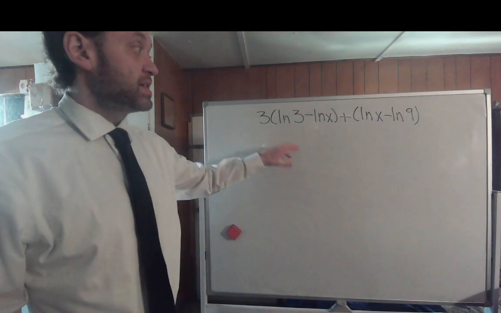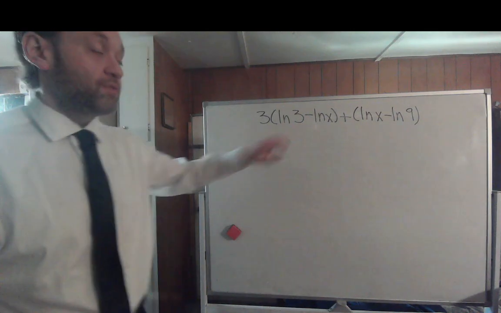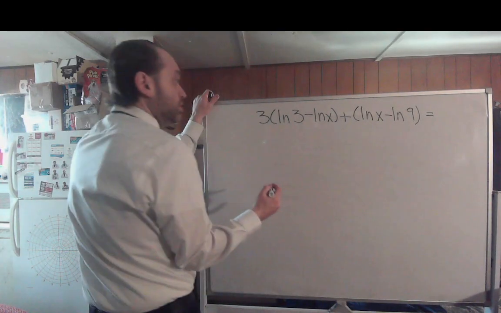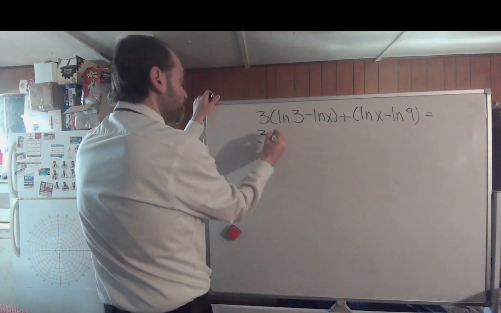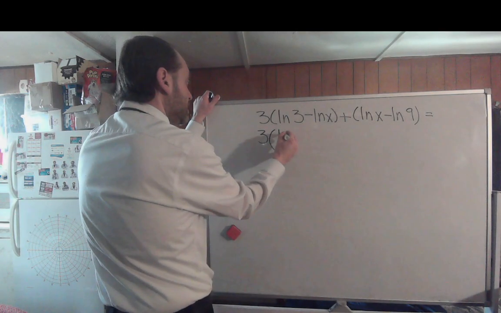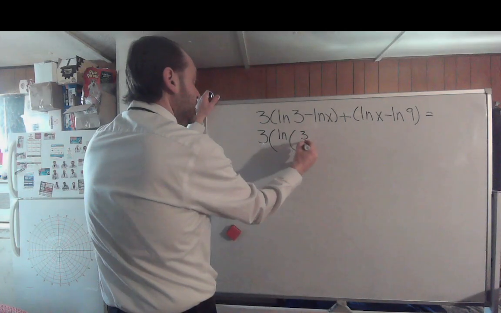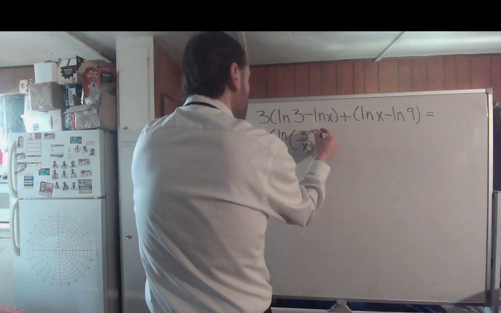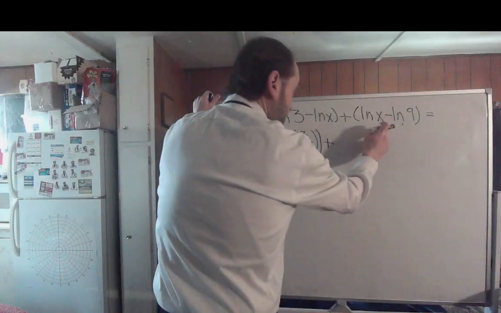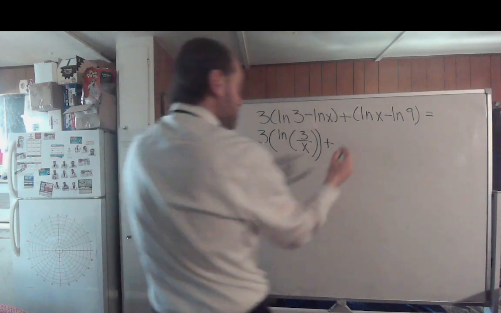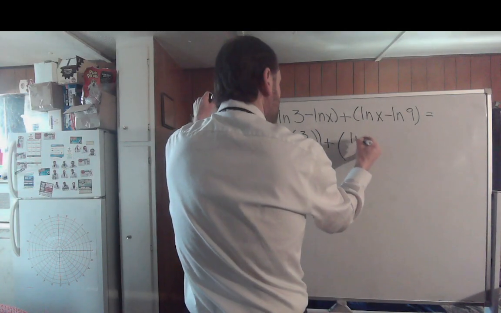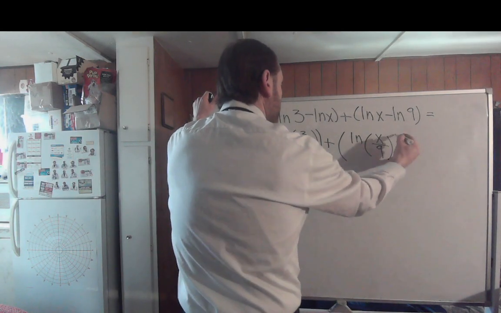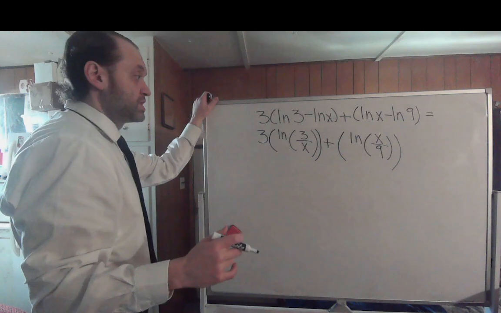Inside the parentheses of the first one, you have a difference of two logs of the same base. So that means you have a quotient rule. So this would end up being 3 times the natural log of 3 over x. Plus now you'll end up having in your second set of parentheses, that's another quotient. This would end up being the natural log of x over 9. Right? Look for ways to make it easier first.